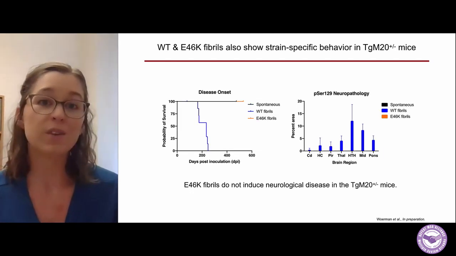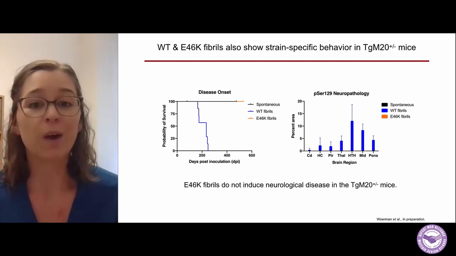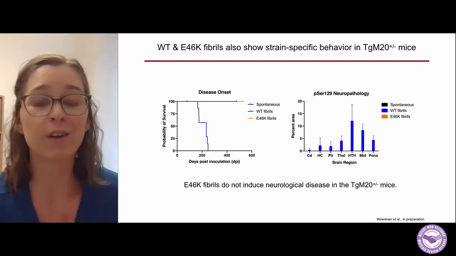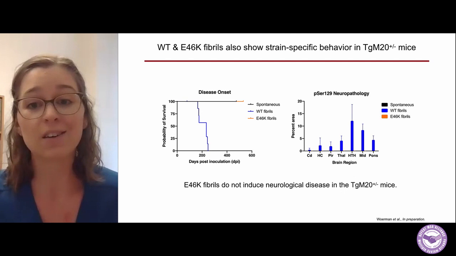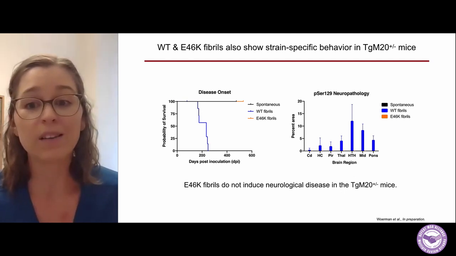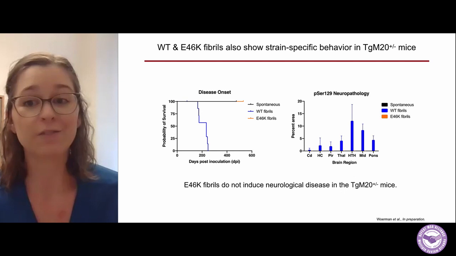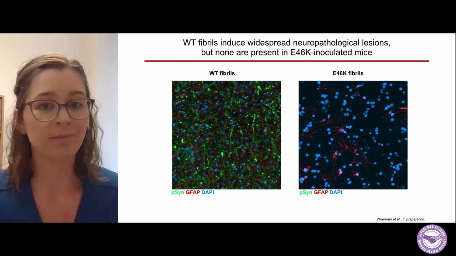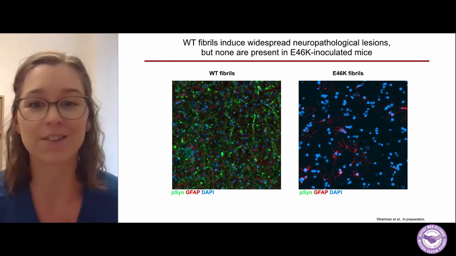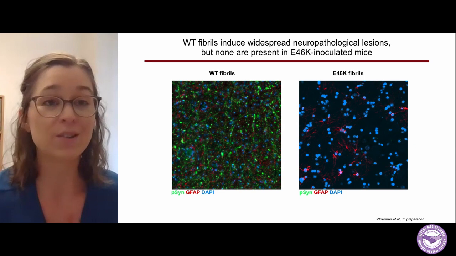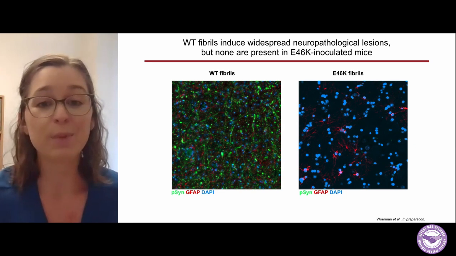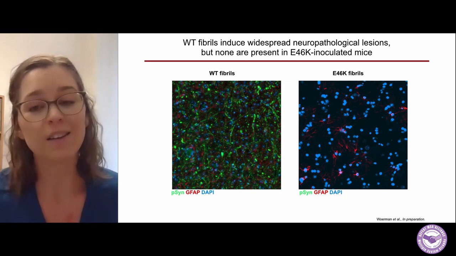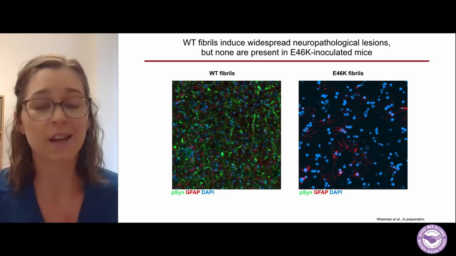So now moving on to the wild type mouse model, wild type fibrils can now cause disease efficiently in the mice, whereas E46K fibrils cannot cause disease. And this can also be seen in the neuropathology, where there's no neuropathology from the E46K fibrils, but there is with the wild type fibrils. And this can be seen here in the neuropathological findings. When wild type fibrils are used as the injected material, there's abundant pathology that can be seen by the green labeling of phosphorylated α-synuclein, and there's no pathology here when E46K fibrils are used.